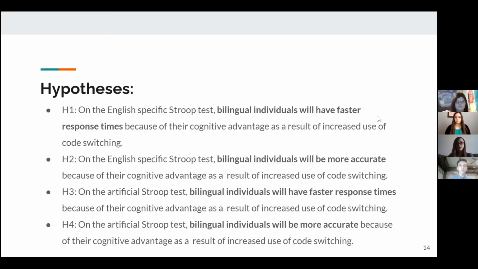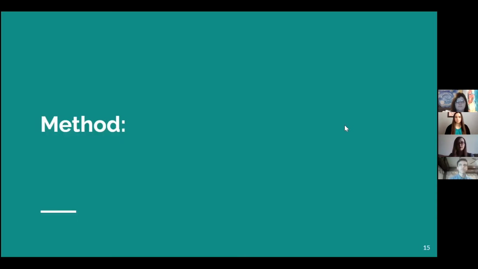For our hypothesis, you can pause the video right now if you would like to read all of it, but in a nutshell, it was just that on all measured tests, bilingual individuals will have faster response times and greater accuracy scores. And now for our method section.